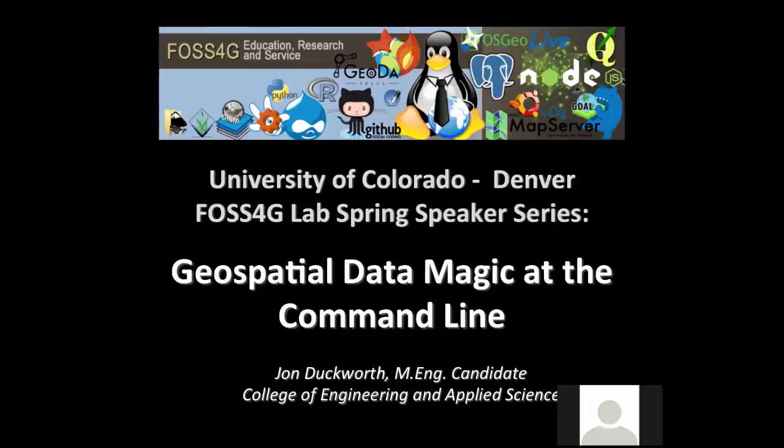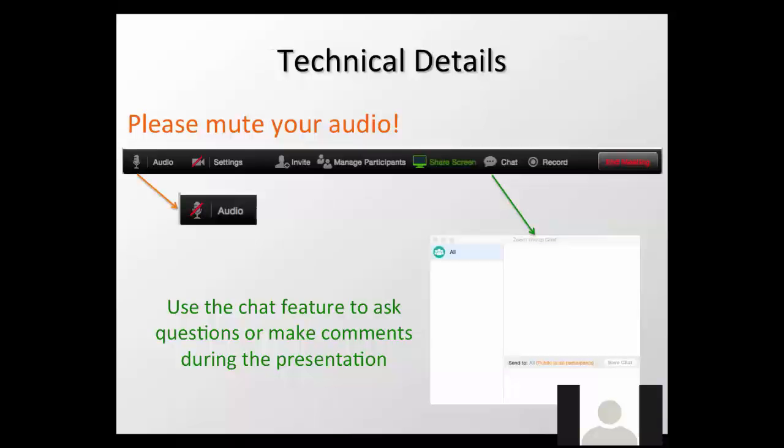This is going to be Geospatial Data Magic at the command line. This is the second installment in the spring speaker series for the FOSS4G Lab. The first one was Ricardo Oliveira's introduction to QGIS and PostGIS. We're going to tie some things into what he talked about the last time too. The tools that I'm going to talk about will hopefully be related to some of the work that he did and that you learned last time if you saw that one.